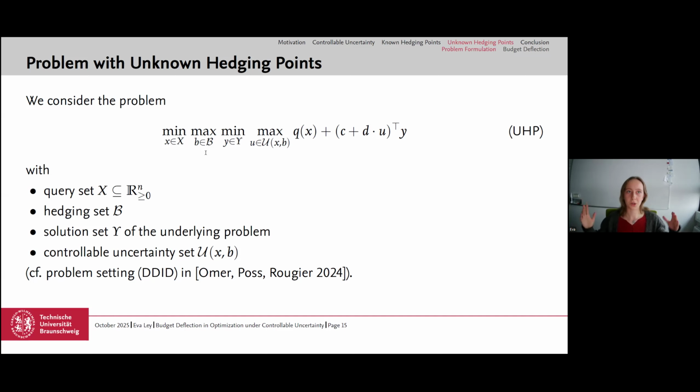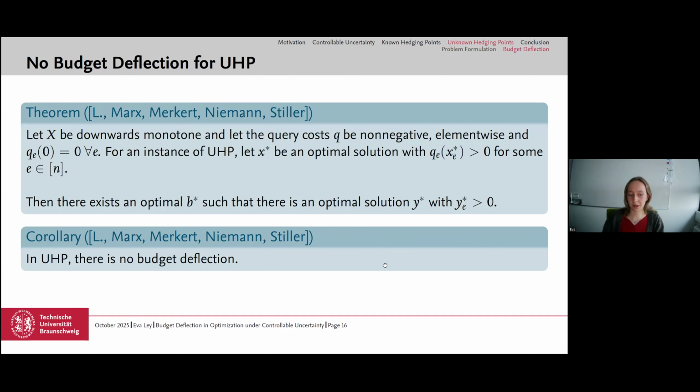Then, so if we first decide which and by how much we want to reduce these uncertain intervals for our uncertain costs, then we have, in a worst case manner, the choice or the decision where this smaller interval actually lies, so where the hedging point is, and then we solve the remaining robust problem. So first decide what our solution of the underlying problem is, and then the remaining uncertainty realizes. Now, in this setting, the short answer is that we cannot have any budget deflection.